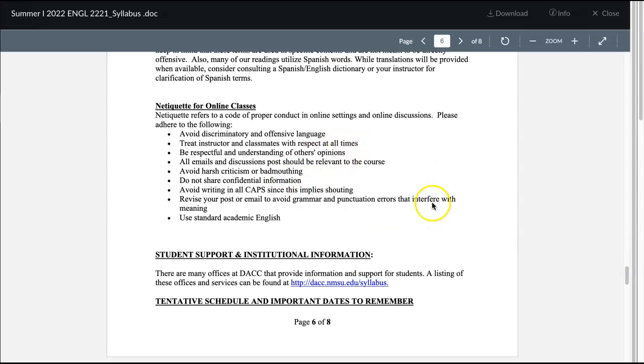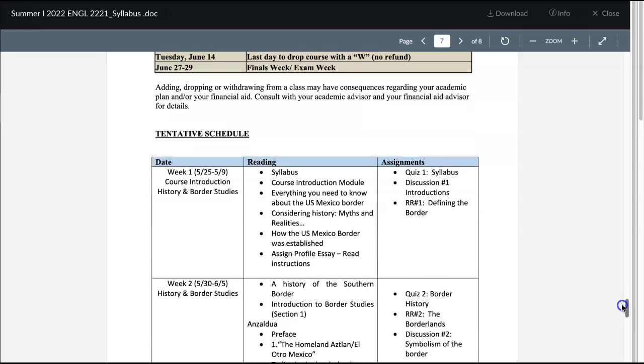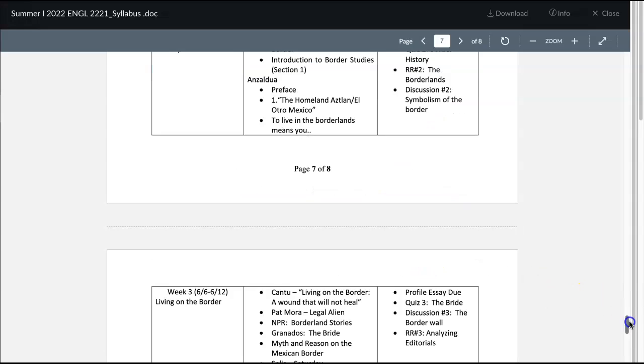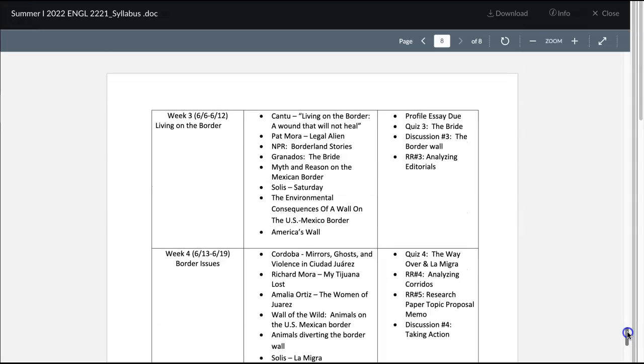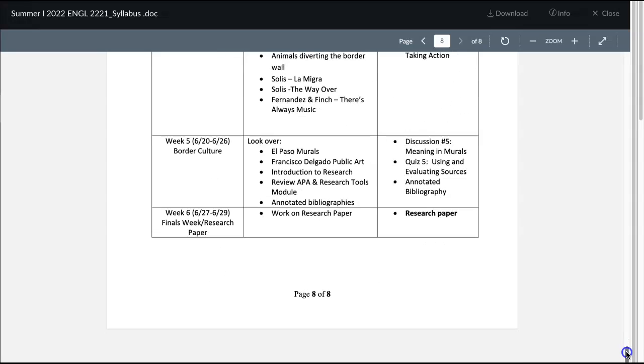Of course, we also have an etiquette for online classes, so definitely make sure you read this. And here we have the important dates, and here we have the schedule. So like I mentioned earlier, this is organized on a weekly basis. So here's what you have to read for week 1, and then here are the assignments. Week 2, and then here are the assignments that are due. And all of the assignments can be found on Canvas. So like I said, make sure you look at the syllabus, make sure you are keeping up with the due dates that are listed right here. And of course with the readings.